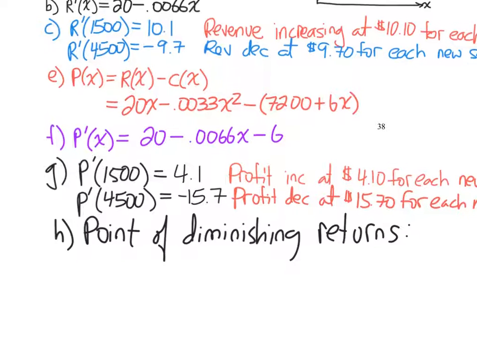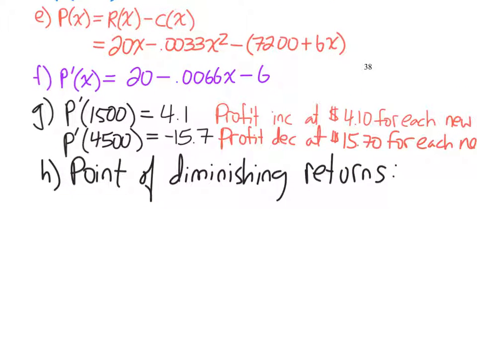That's something new. Conceptually, in terms of the calculus of it, it's not new. But in terms of as an application, it would be new. This is where we find the second derivative of profit. And we could do that by hand. That's easy enough because the constants are going away. It's just negative 0.0066.